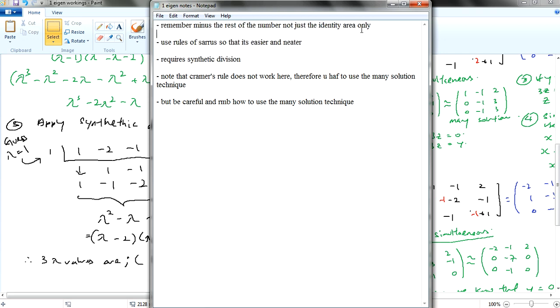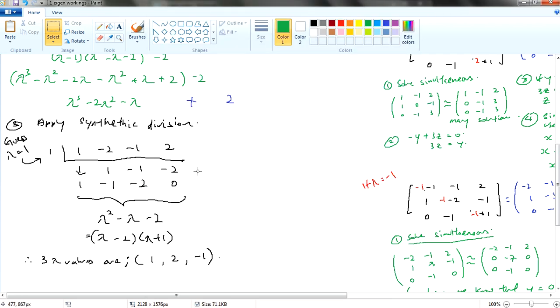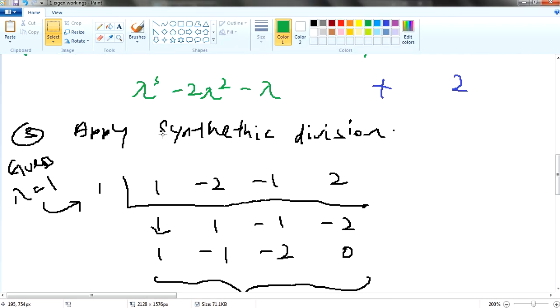So the first thing is to be careful of the complexity, then you apply the rules as always, and then you get a synthetic division. As you can see, this is lambda cubed minus 2 lambda squared minus lambda plus 2. You just take all the coefficients and plug them in here. So it's 1, minus 2, minus 1, and 2.